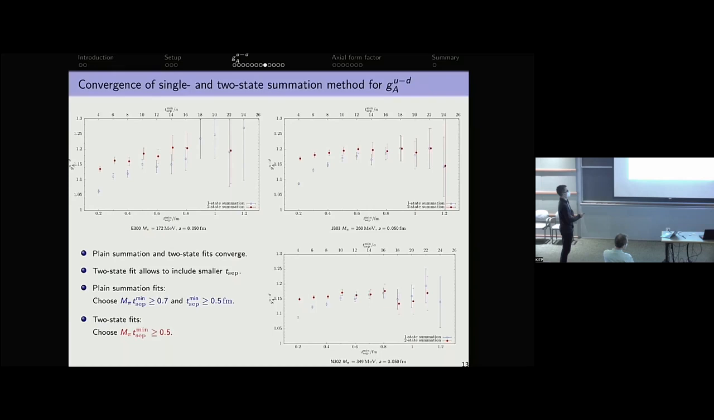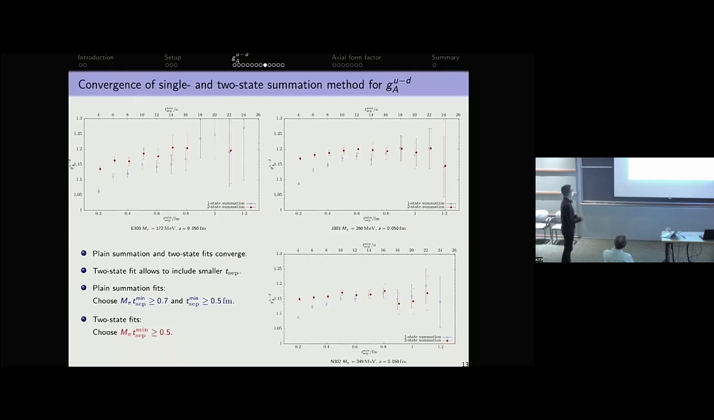In the end, what we do is fix the minimal T-sep that enters the two methods. If you look at all these plots, you can come up with a criterion to do that. So you allow for somewhat smaller minimal T-seps in the two-state model. But overall, you can see that if you go to large enough minimal T-sep values, this always decreases in the end.